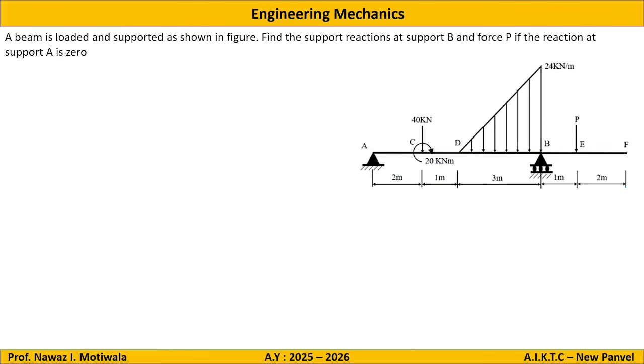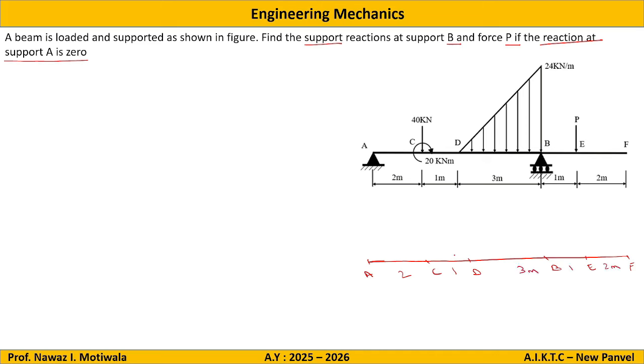So let us move to the next question. The next question is: a beam is loaded and supported as shown in the figure. Find the support reactions at point B and force P if the reaction at support A is 0. So as the first step, we will again draw the free body diagram first. For the free body diagram, I will use the same thing: A, C, D, B, E, and F. The dimensions are 2 meters, 1 meter, 3 meters, 1 meter, and 2 meters.